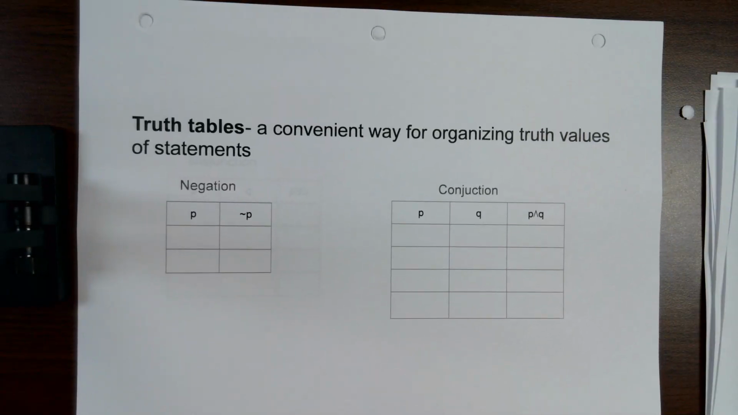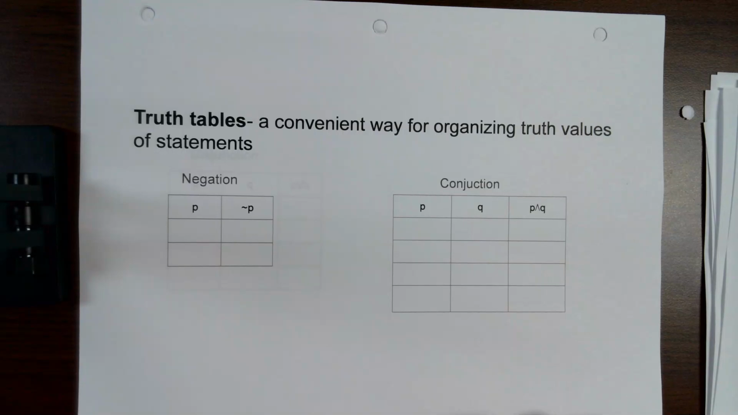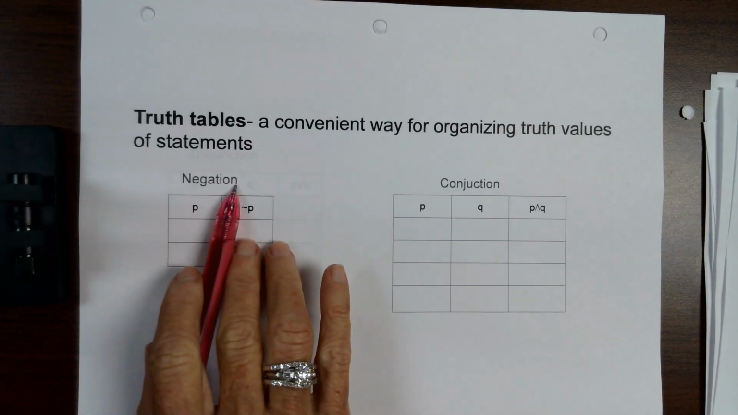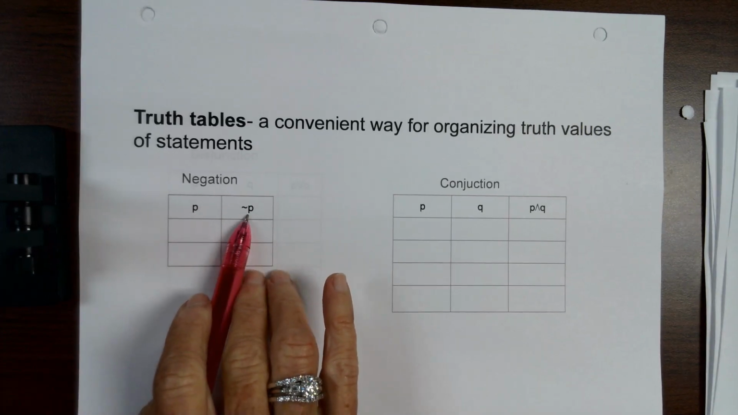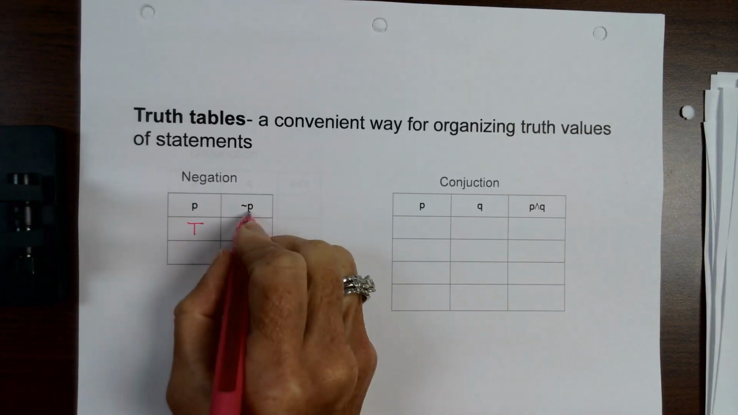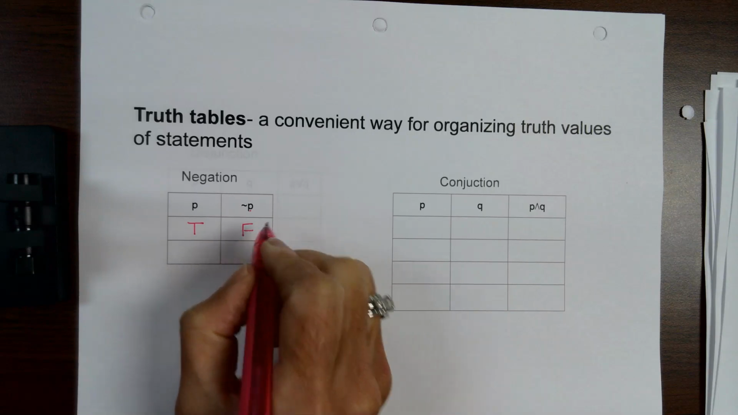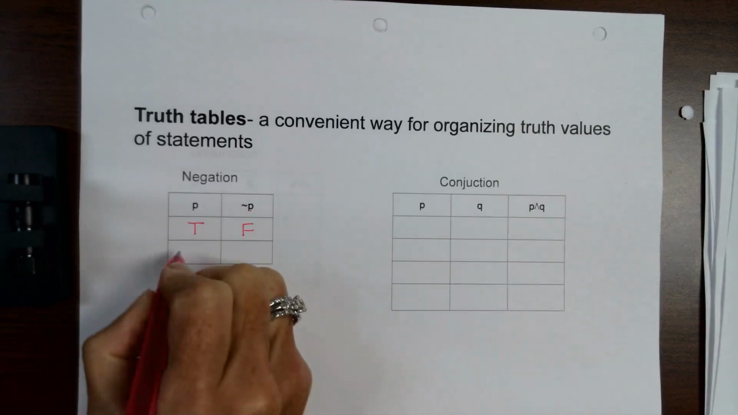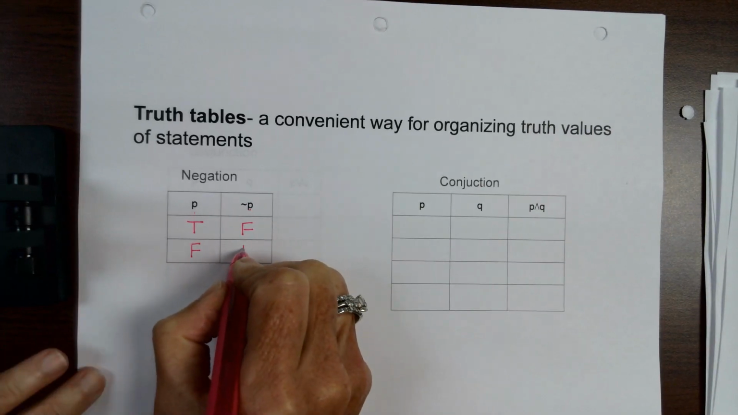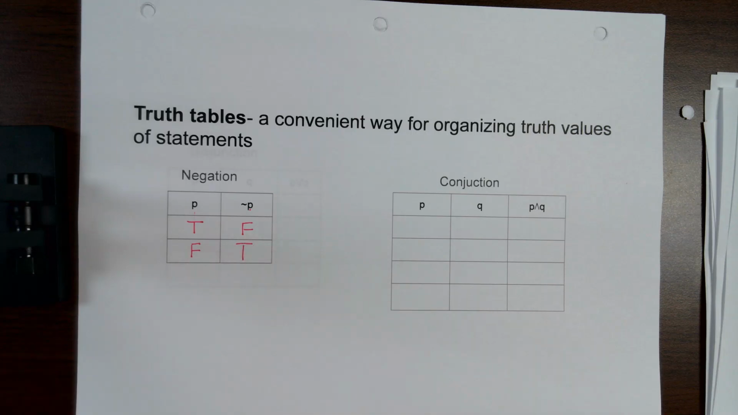The other thing in this section is truth tables. And truth tables are a convenient way to organize truth values of statements. You don't have to know what the statements are to do truth tables. So this is a truth table that shows you a negation. So I've got P and I've got the negation of P. So if the statement P is true, the negation of P would be false because it's going to have the opposite value. If the value of P is false, the negation of P would be true.